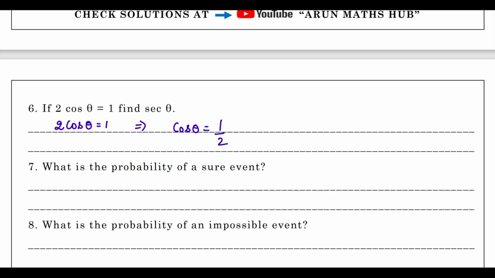Now, cos theta is 1 by 2. Secant theta is the reciprocal of cos theta. Therefore, we can write secant theta equals 2 by 1, or 2.